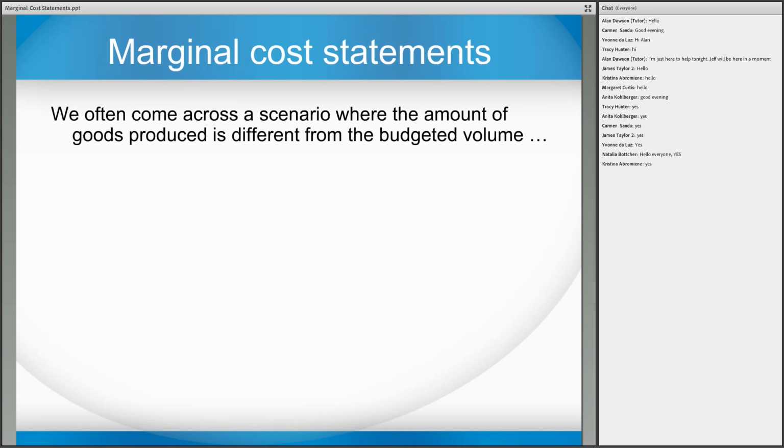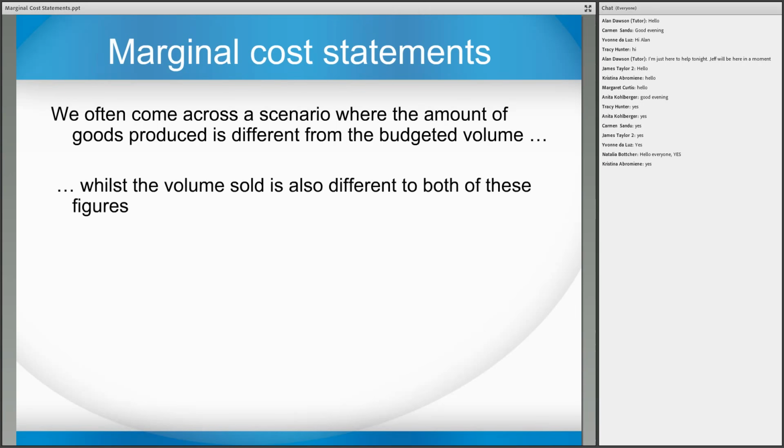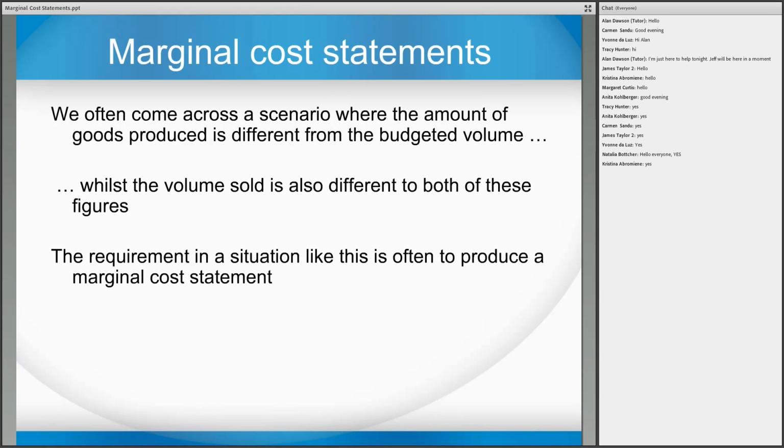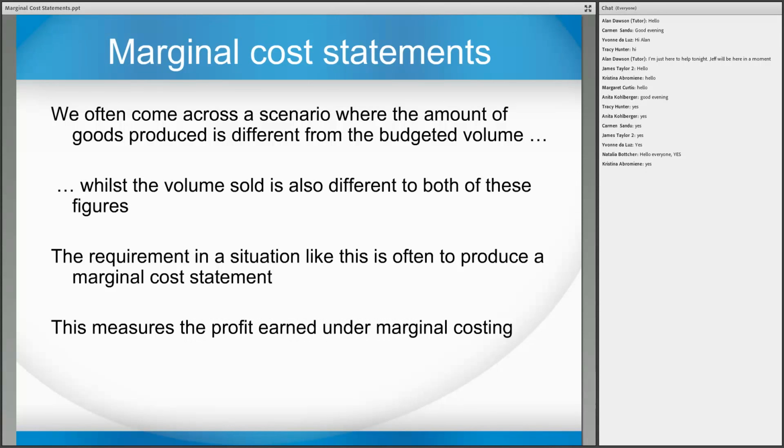Okay, often we have a scenario where we set a budget to produce a certain amount of goods, and in fact what's actually produced is different from the amount we plan to produce, and also the volume sold is a different figure again. And normally the way we deal with this is we produce a thing called a marginal cost statement. This measures the profit earned under marginal costing.